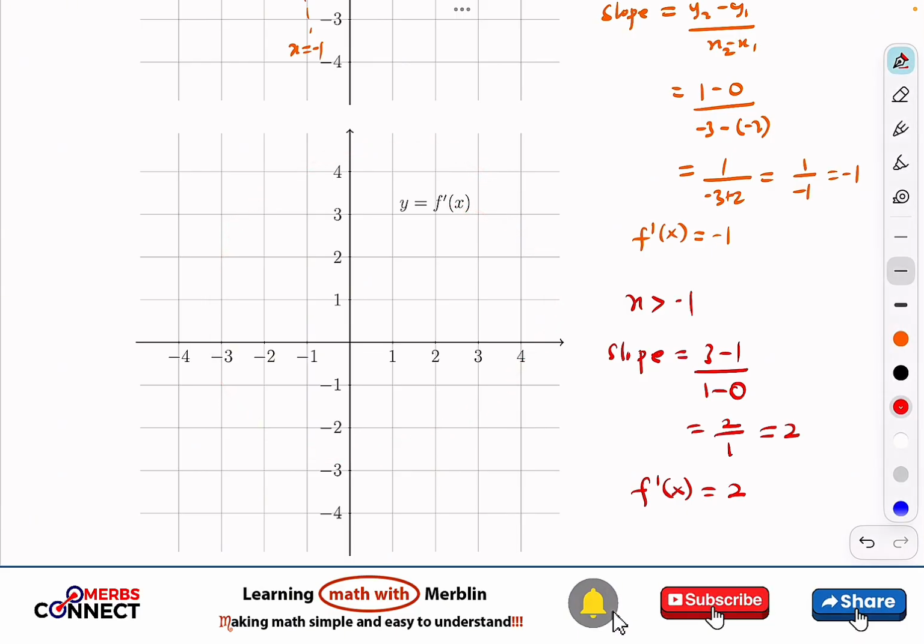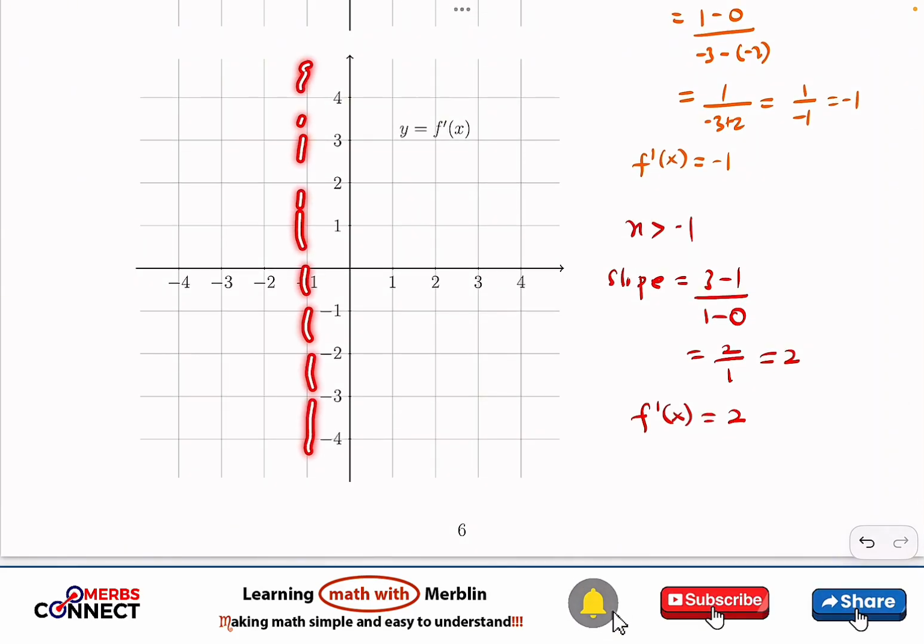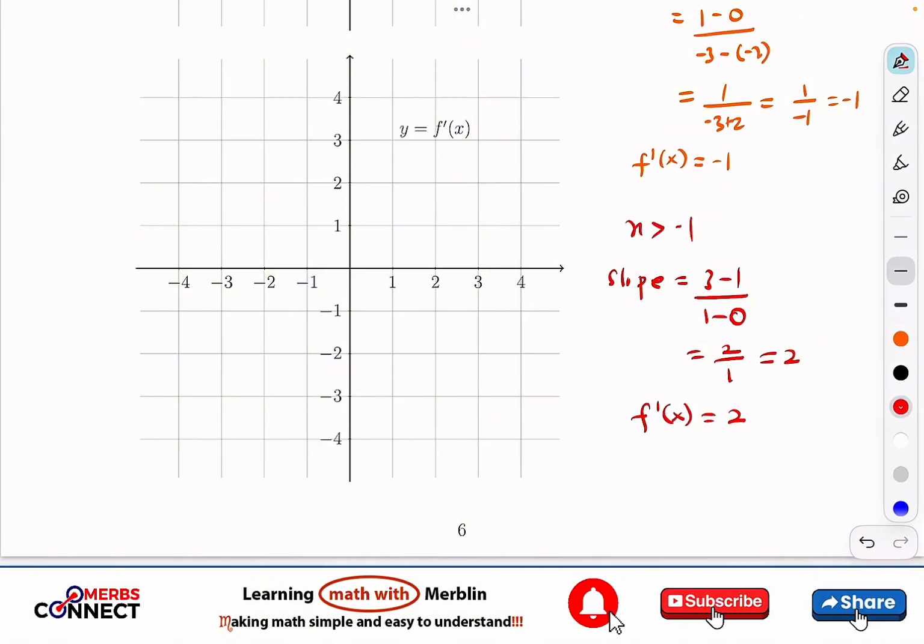Now let's come to the f prime graph here. Remember, we have a kind of discontinuity at x equal to -1, so all the lines should be here. I have f prime on the left to be -1, so I should be on this and have -1 here, open, because it jumped. And then on the right, I have 2 here.